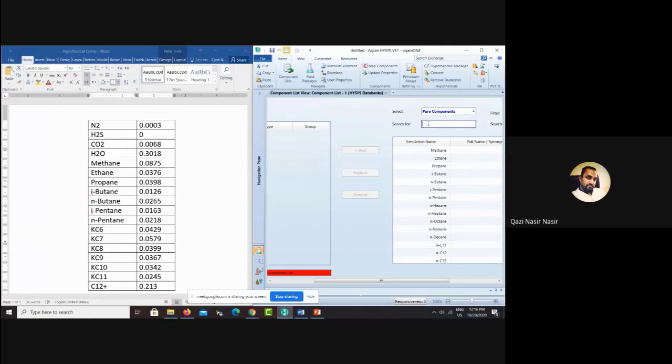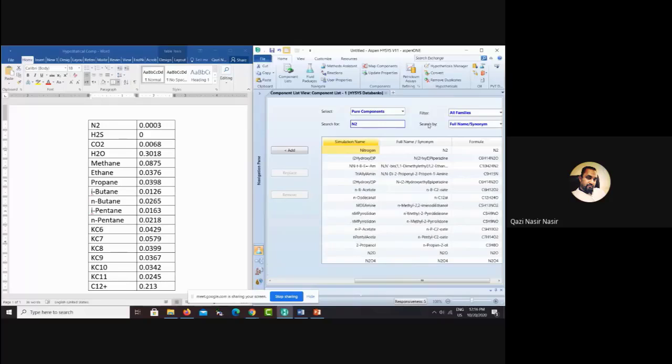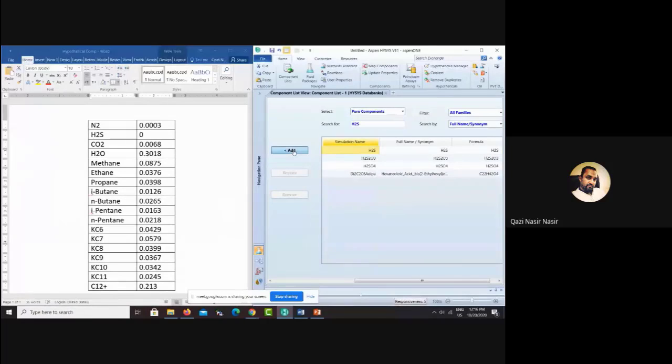So the first component is nitrogen, according to the Word file that I gave you. H2S, second component. Third component is CO2, carbon dioxide. Then we have the fourth component, water.